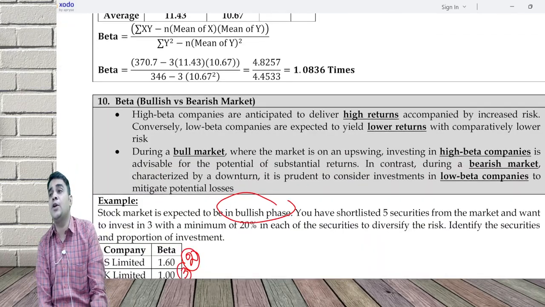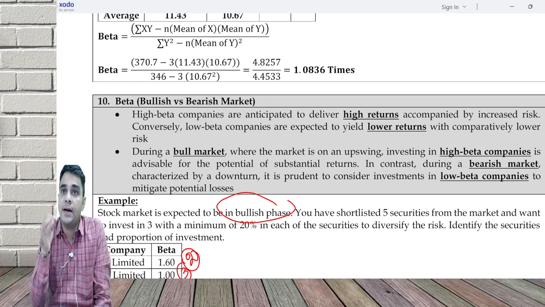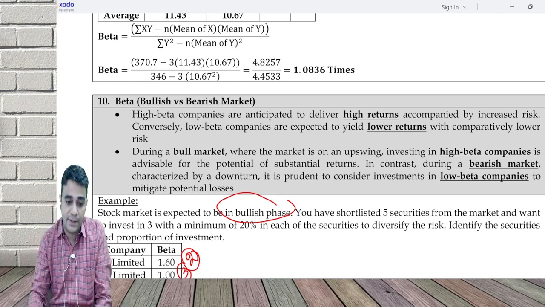Bullish market is a scenario where markets are likely to do well. Invest in high beta companies. Bearish market is a situation where market is going to crash. Invest in low beta companies.